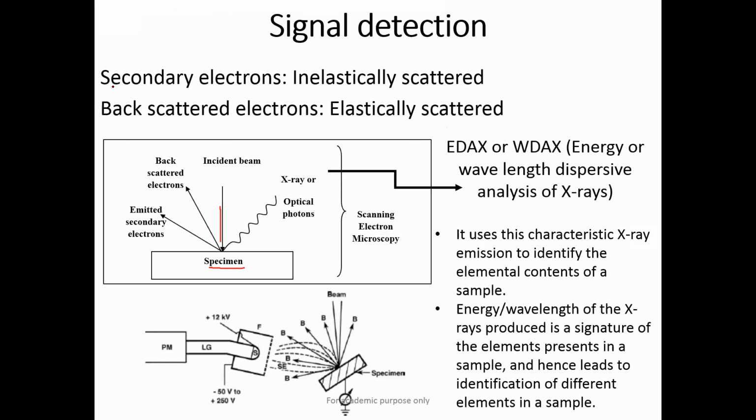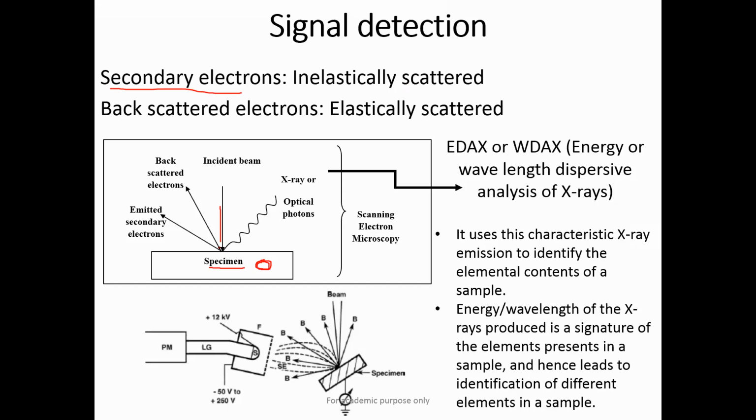The first very important signal is the secondary electron, which is inelastically scattered. Electrons are coming, and they will scatter from the atoms, their electronic system. Some electrons will reflect back or come out of the specimen, and their energy will be different from the energy of the incident electron. That is why they are called inelastically scattered.